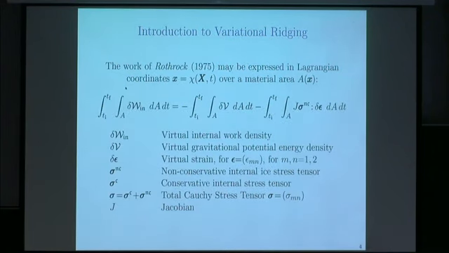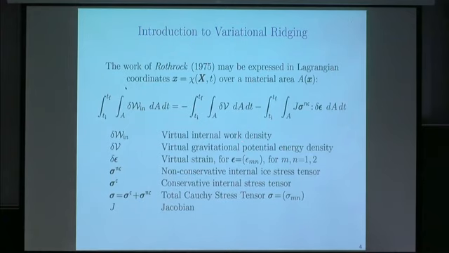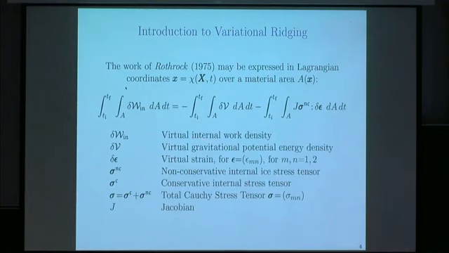You're probably all familiar with Drew Rothrock's work in 1975, but this is a different slant on it. In a nutshell, in two slides, we'll be able to summarize Drew Rothrock's work in variational terms. We have virtual internal work density, and we're not talking about an energy density here, I'm talking about an energy per unit area of the sea surface. A virtual gravitational potential energy. And what I've done is separate these two terms out because the gravitational potential energy is path independent.